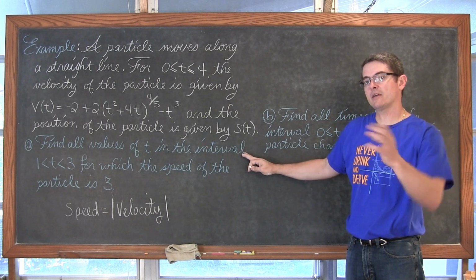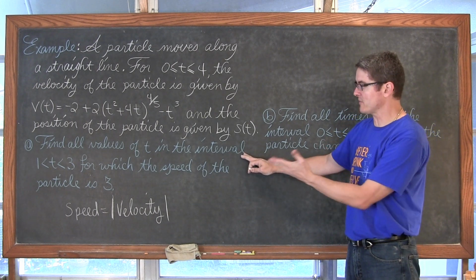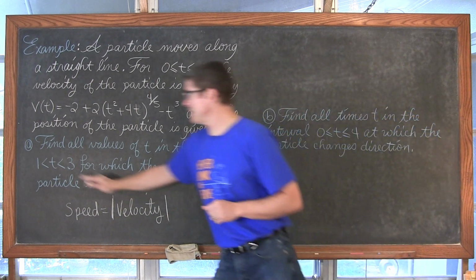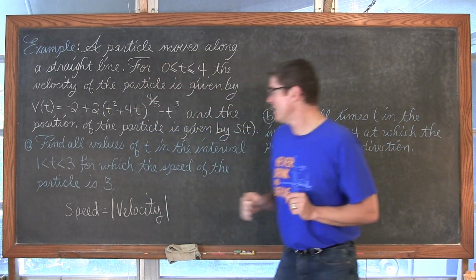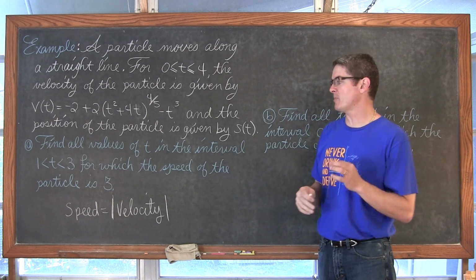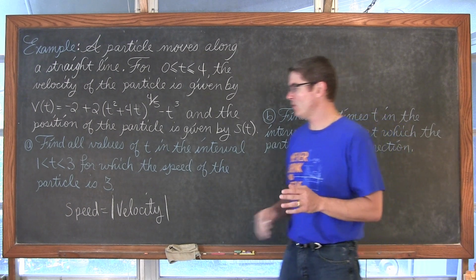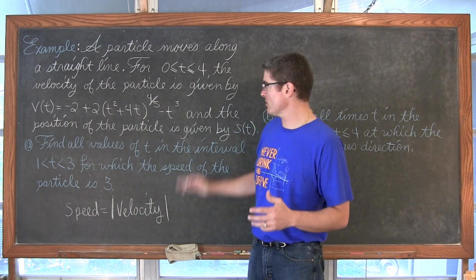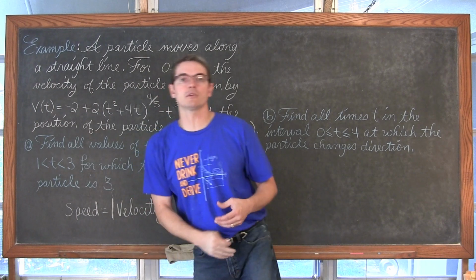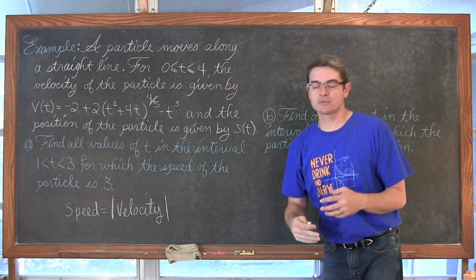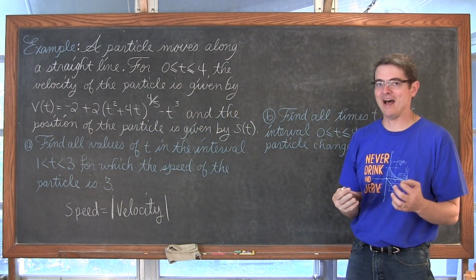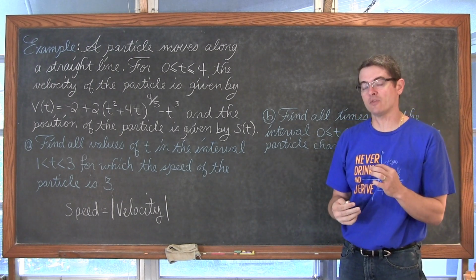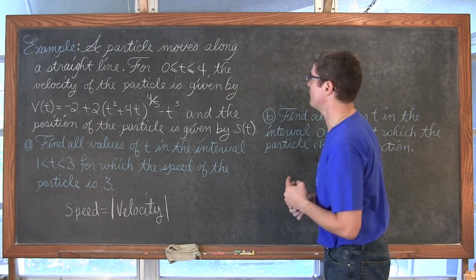And the key thing to remember for this problem: find all values of t in the interval where t is between 1 and 3, not inclusive, for which the speed of the particle is equal to 3. Well, we have to remember that the speed is equal to the absolute value of velocity. So if you were to just take this velocity equation, set it equal to 3 and solve, you're going to lose a lot of points because you haven't recognized that the speed is the absolute value of velocity, so you actually have two equations to solve.